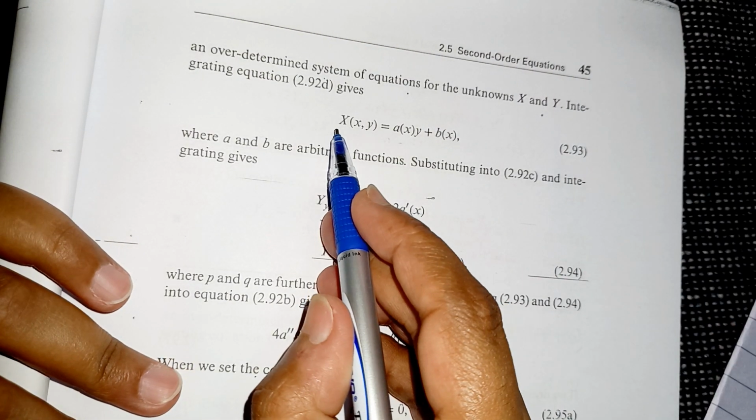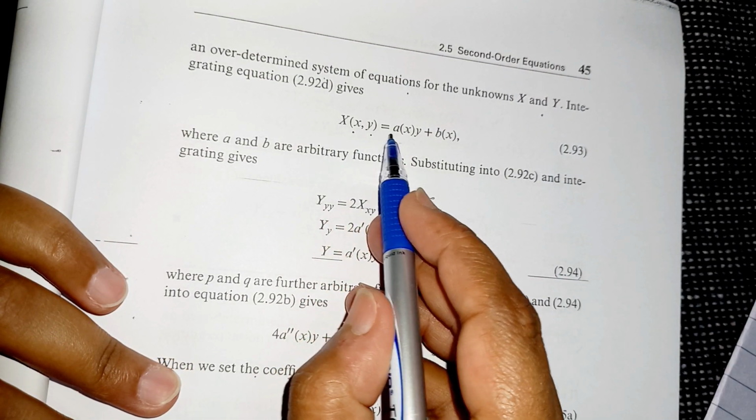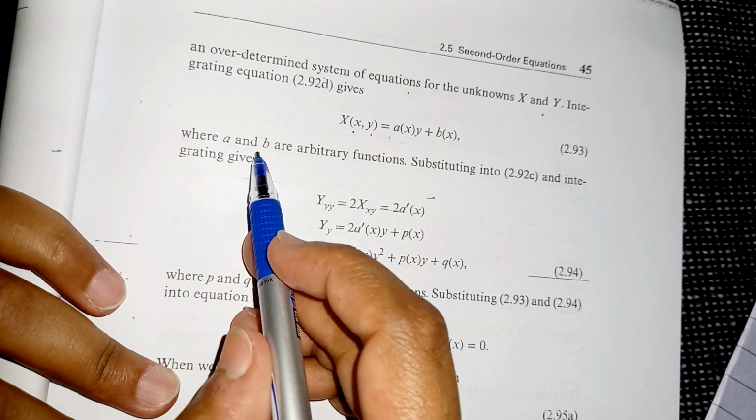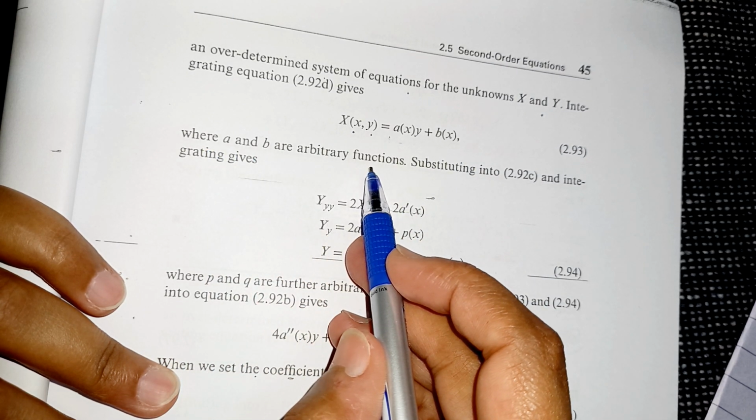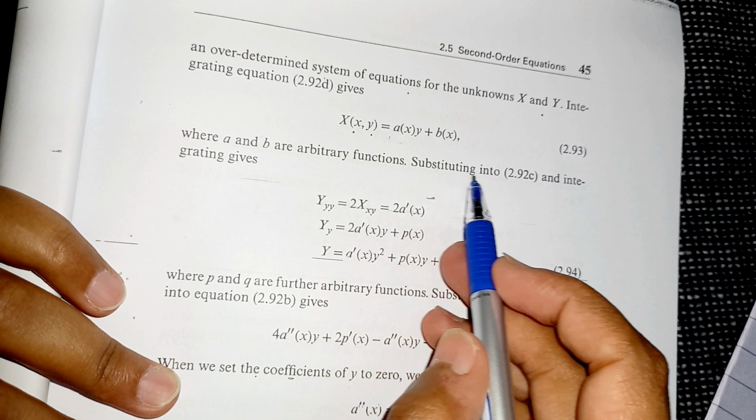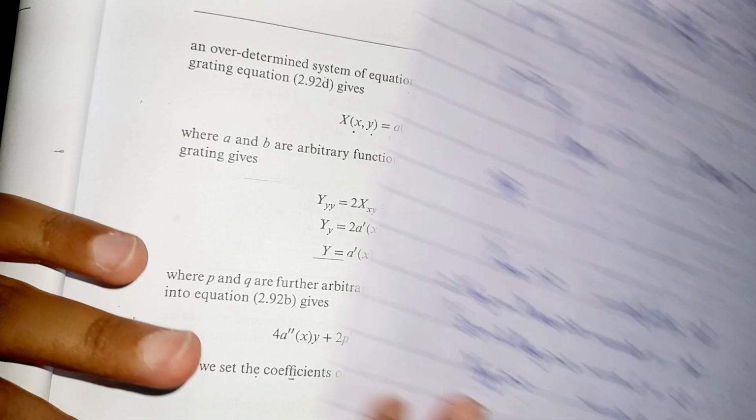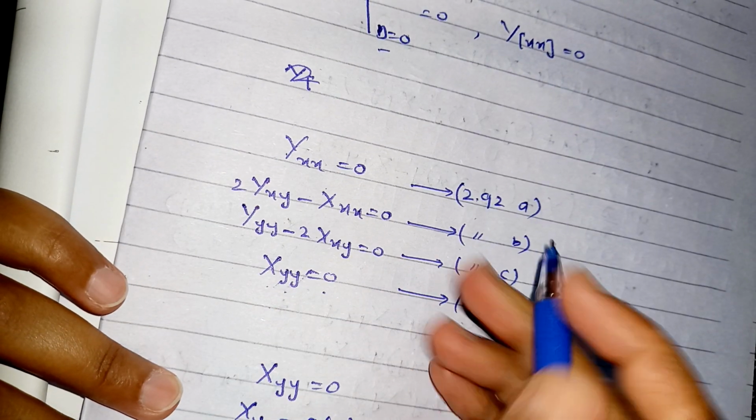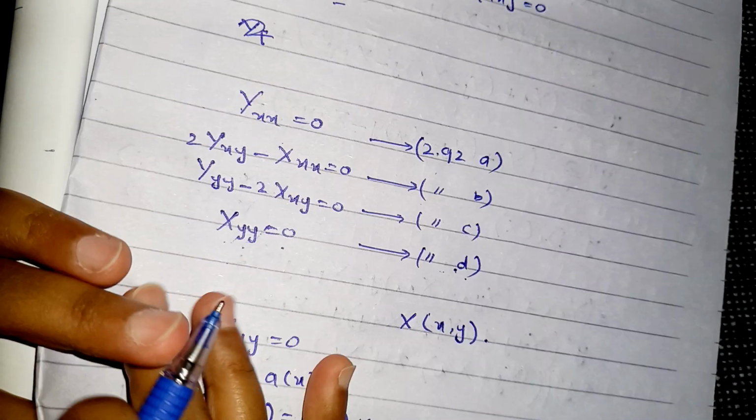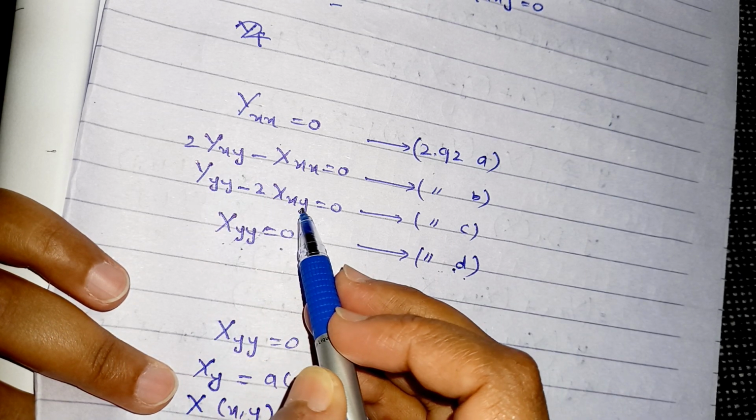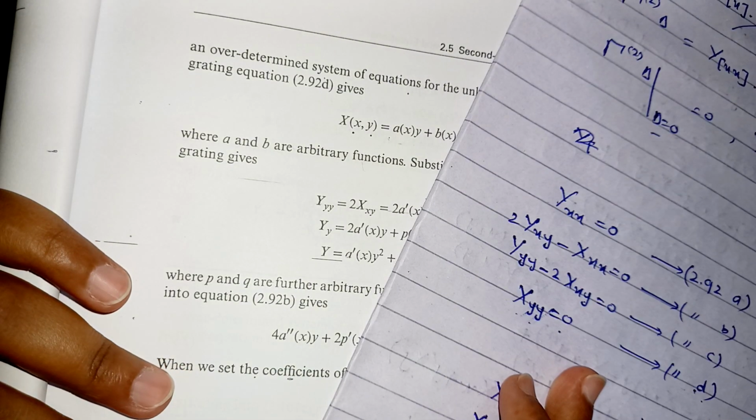So that's why we get the value of x of xy equal to a of xy plus b of x, where a and b are arbitrary functions. Now substituting 2.92c and integrating gives, what is the value of 2.92c? This is the value: y of yy minus 2x of xy is equal to 0.